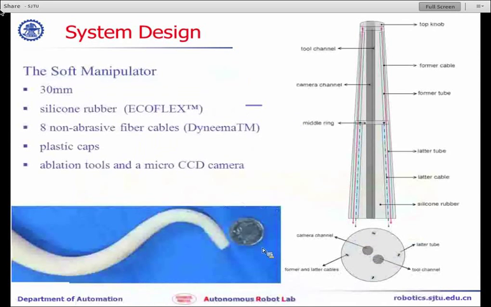So for the soft manipulator, we designed it 30 millimeters long. And also the diameter on the top is only 1 millimeter. And we put an endoscope in the middle of this robot so that it can provide the vision information for the doctor. And also we will put several surgery instruments inside this hole so that they can perform some surgery tasks. And also the body itself is made of silicone rubber, and we have several cables inside this robot, so this robot can be driven by these cables.